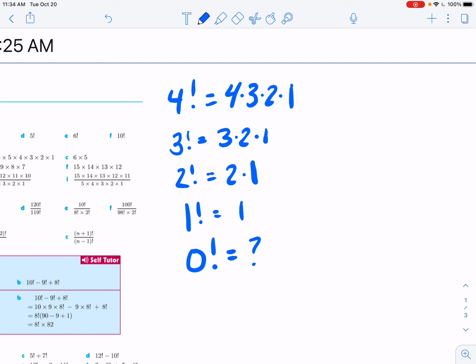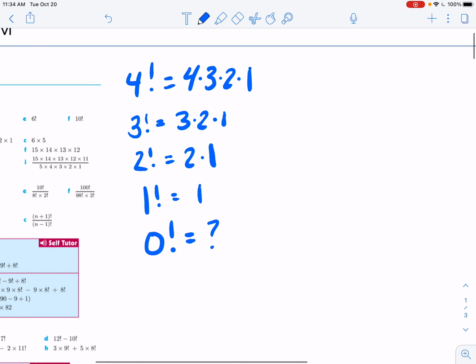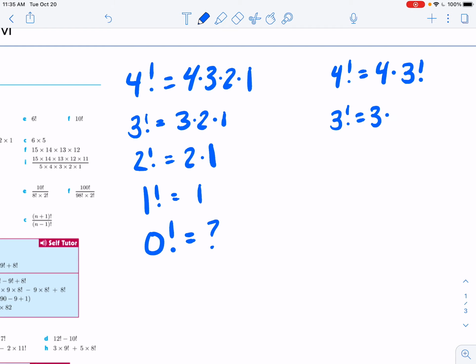One of the proofs that I've seen: 0 factorial is actually equal to 1. And we need it to be that way, or the whole world falls apart. Well, not quite, but it becomes a problem. One way to think of this is that 4 factorial is equal to 4 times 3 factorial. And then 3 factorial would be equal to 3 times 2 factorial.